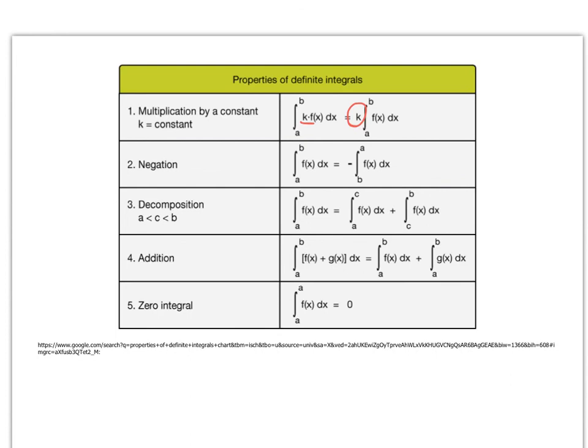I can negate a function if I'm integrating from a to b and I want to reverse that order and go from b to a. It just means I negate that integral. I can decompose a function for its integral. If I'm going from a to b, I can break it down to a to c and then c to b, as long as c is between a and b. If I'm taking the integral of the addition of two different functions, I can break it apart and find the sum of both those integrations individually. And the other one is a zero integral. If I'm integrating from a to a, I'm not going anywhere, it always has to be 0.